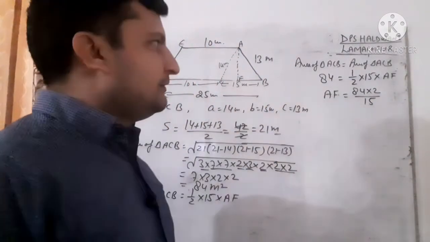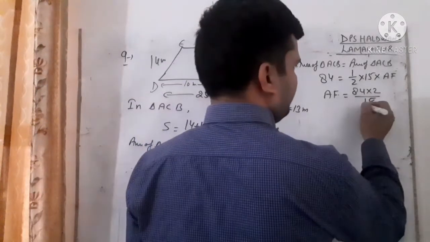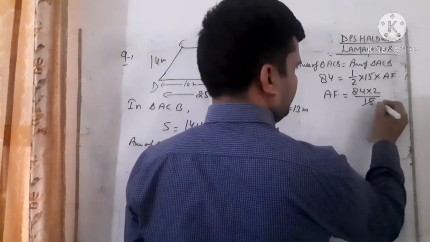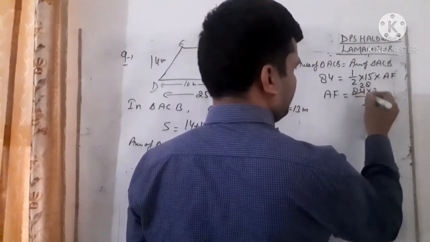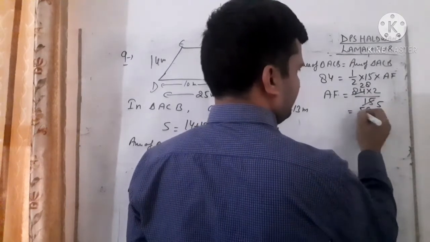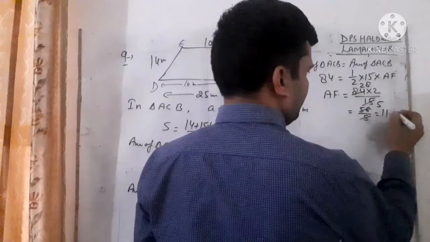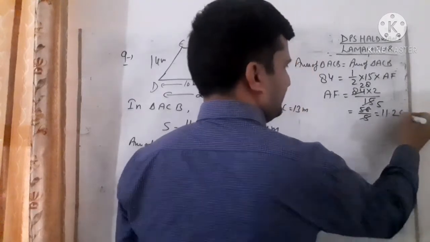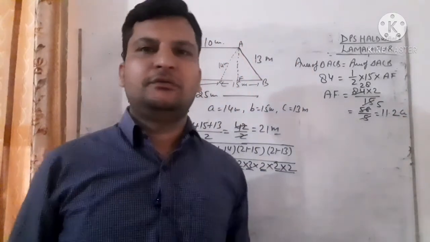So student, now we need to solve it. 3 5 is 15, 3 2 is 6, 3 8 is 24. So it is coming 28 2 is 56 upon 5, 5 11 is 55 and 5 2 is 10. This is coming, student, the height is coming 11.2 centimeter.